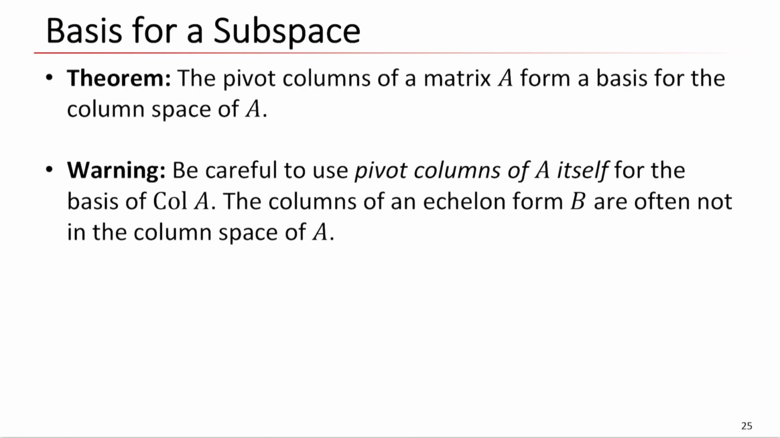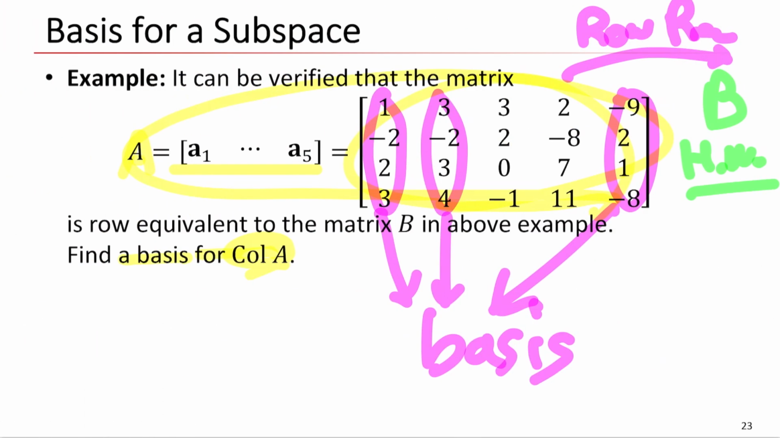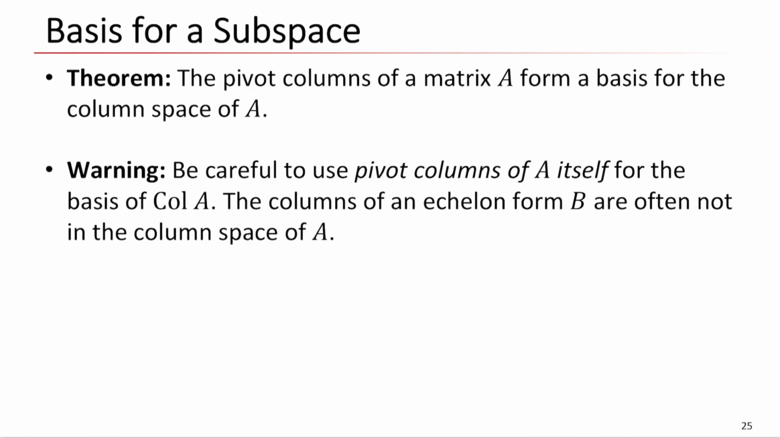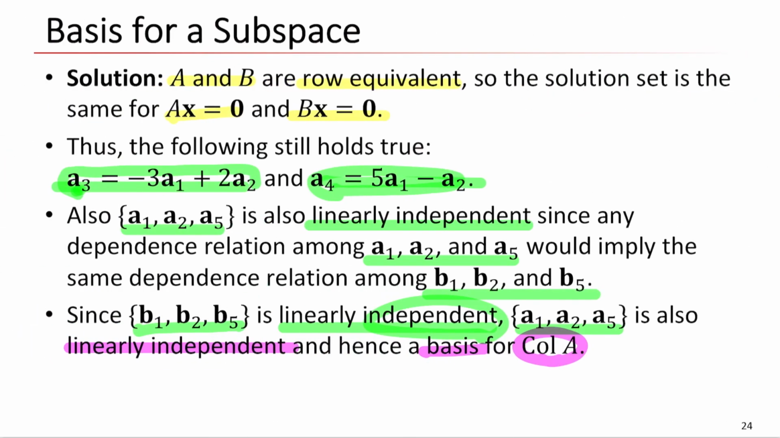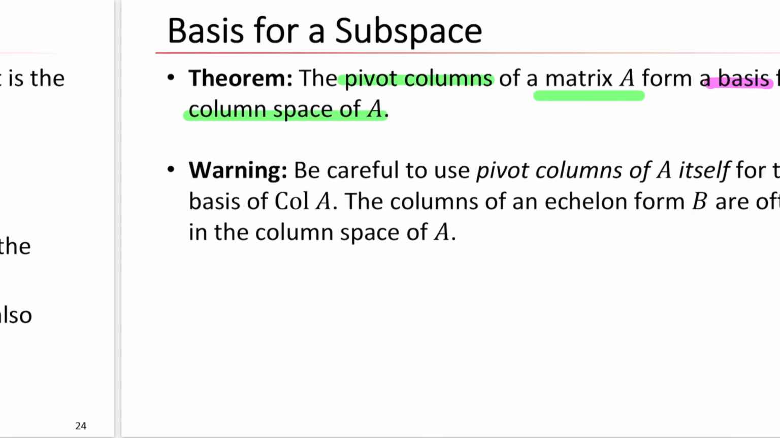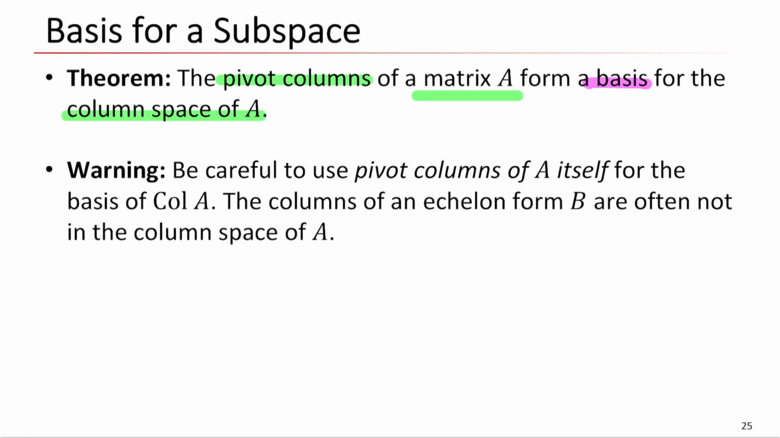Okay, so here is the theorem. Interestingly, we only have the original matrix A, but here we don't know where the pivot position and the pivot columns are. But by row reducing this matrix A into B, we can find out the pivot positions, right? Then, if we know the pivot columns of the matrix A, the pivot columns of matrix A form a basis for the column space of A. So like this, these pivot columns are a basis for the column space of A.